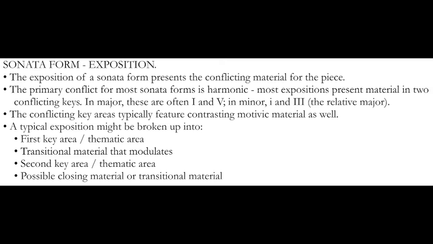I want to talk about each of the sections of a sonata form in a little bit more detail. The exposition section comes first, and as we explained, the exposition presents the conflicting material for the piece. The primary conflict for most sonata forms is a harmonic conflict, and most expositions are going to present musical material in 2 conflicting keys. These can be any 2, though the most common relationships would be 1 and 5 in major, or 1 and 3, the relative major, in a minor key.